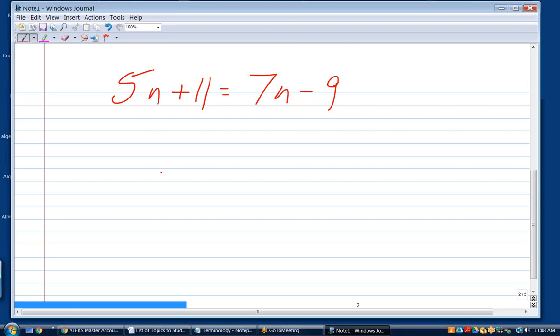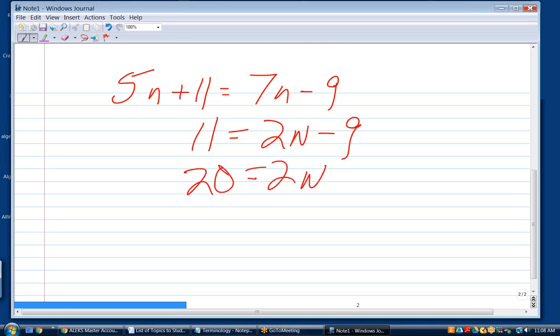Exactly. So you can do this in however many steps you need, but give me the next line. Okay, so 11 is equal to 2n minus 9. Then you would add 9. That'd be 20 is equal to 2n, and n is equal to 10. Cool.